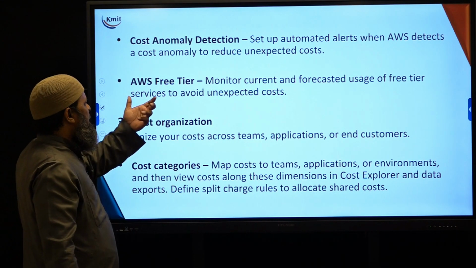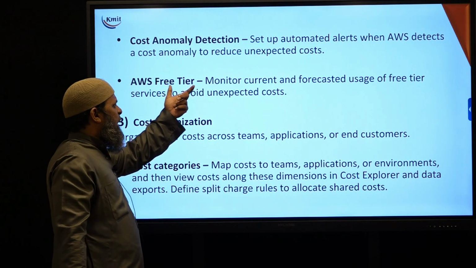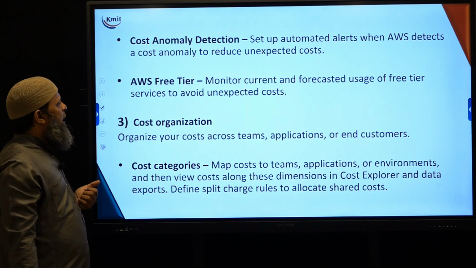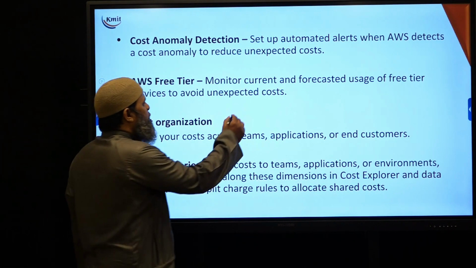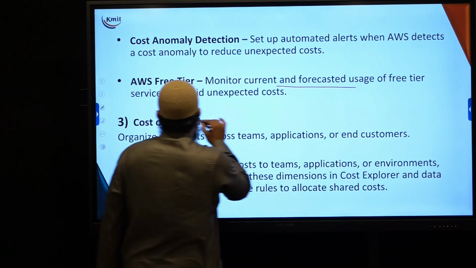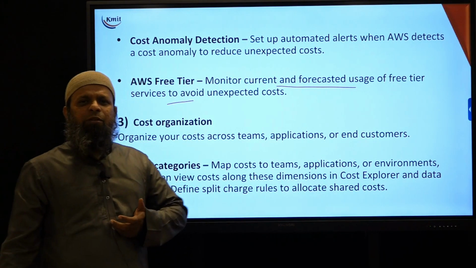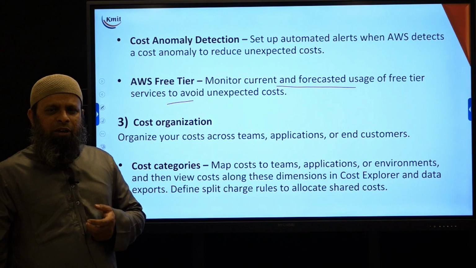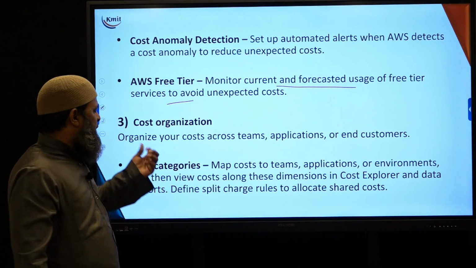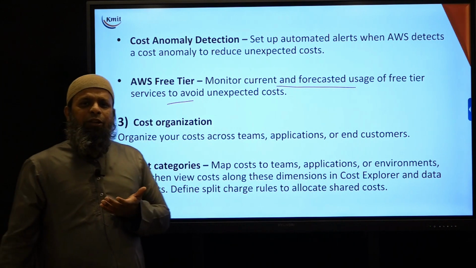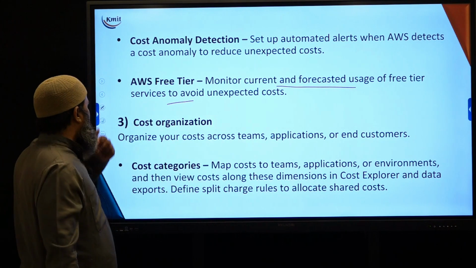That anomaly can be seen with the help of alerts which are created using cost anomaly detection. Free tier: monitor current and forecasted usage of free tier services to avoid unexpected costs. So, it means that if anything is available free on the cloud, on AWS, they will alert you and let you know, and you can use it.